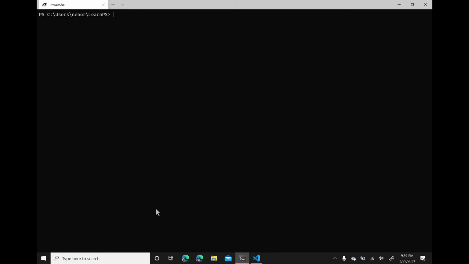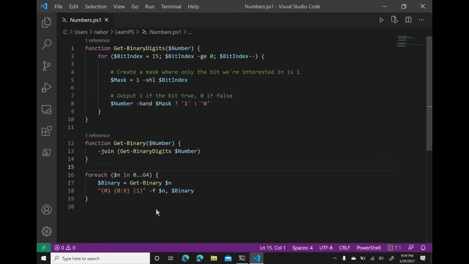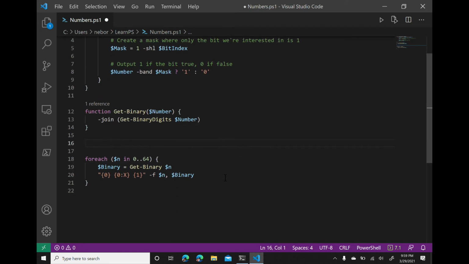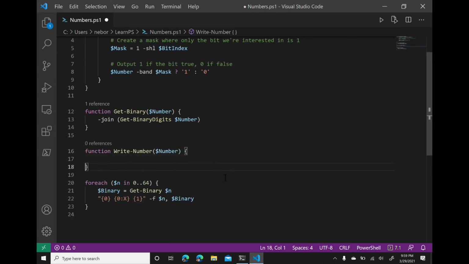Okay, so far I've been talking about non-negative numbers. What about negative numbers? Well, let's go ahead and modify the script we already created here, and output some negative numbers. So far we've written 0 to 64. Let's try a few negative numbers. Before I do that, let me clean this up a little bit. I'm going to make a little function called writeNumber. And let's just put this code right here in this function.